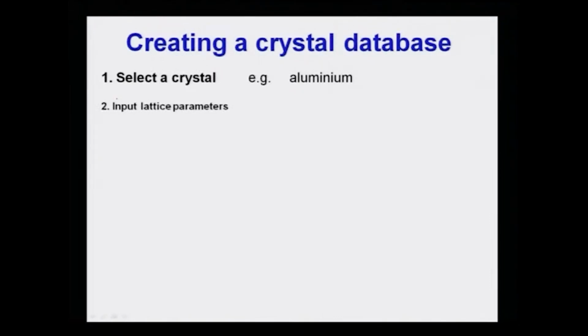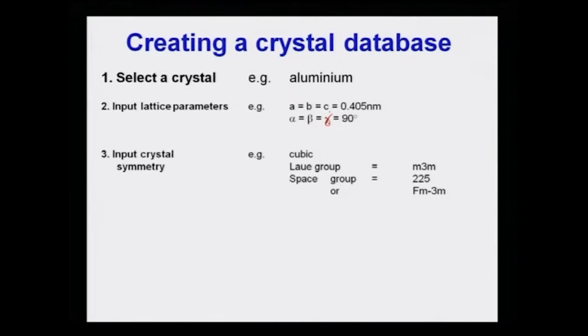We can create this data. First let us suppose you have a crystal like aluminum, which is a common metal. You know it has an FCC crystal structure, with lattice parameters a, b, c of 0.405 nanometers and alpha, beta, gamma. Gamma is basically 90 degrees, and the symmetry is cubic. The Laue group is m3m, space group is 225 or Fm3m, point group m3m, and unit cell symmetry indices. There are 4 atomic positions, we know that.